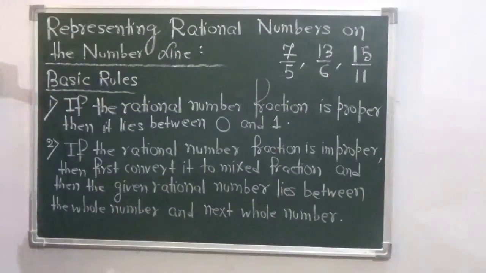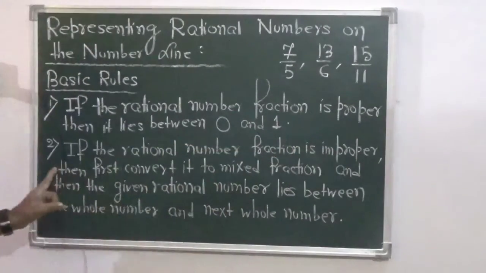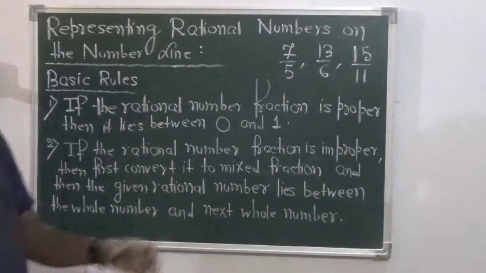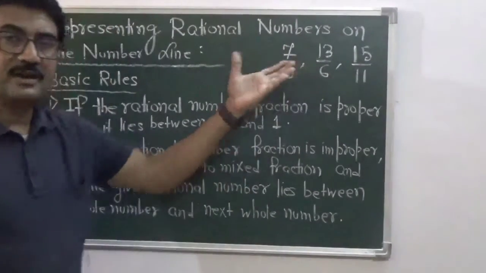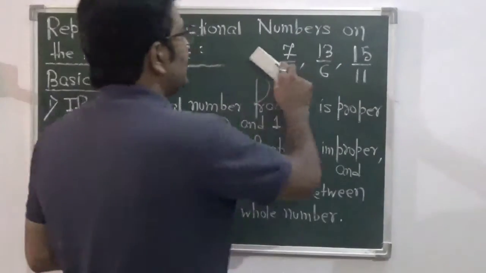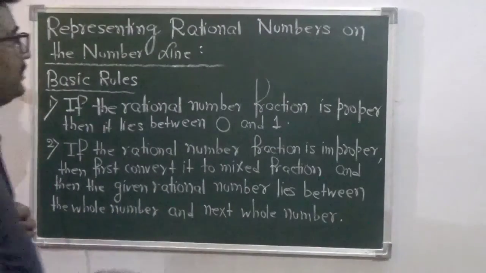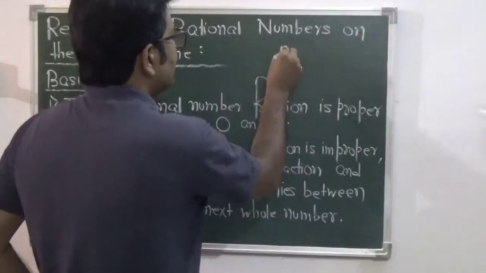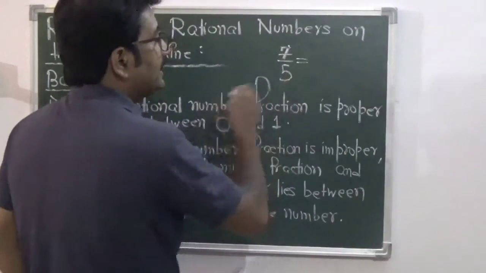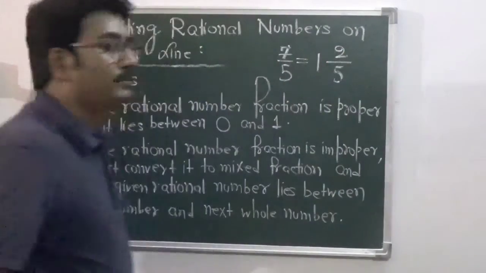So if the rational number fraction is improper, then first convert it to a mixed fraction. So if we get such improper rational numbers, then we have to first convert it into a mixed fraction. For example, if we take the number 7 by 5, and convert it into a mixed fraction, it becomes 1 whole 2 by 5.